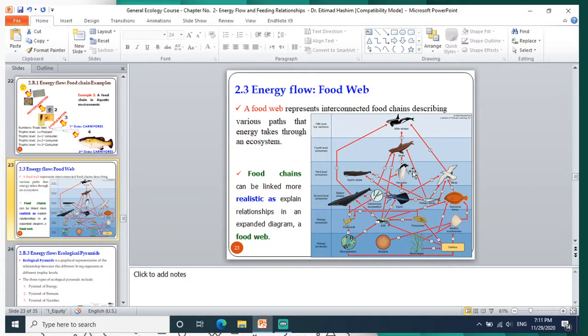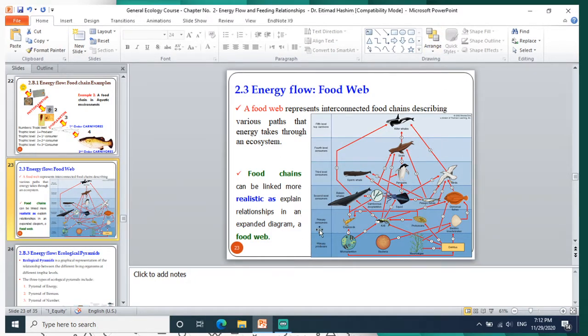So realistically, if we link these food chains, it will be a food web. In reality, we will have a food web. The definition of the food web is interconnected food chains in order to describe the various pathways that the energy takes. As you can see here, each animal can be eaten by several others, not just by one animal. The food chain is just a sequence of a few organisms and a few steps. But in real life, we get food webs more than food chains.